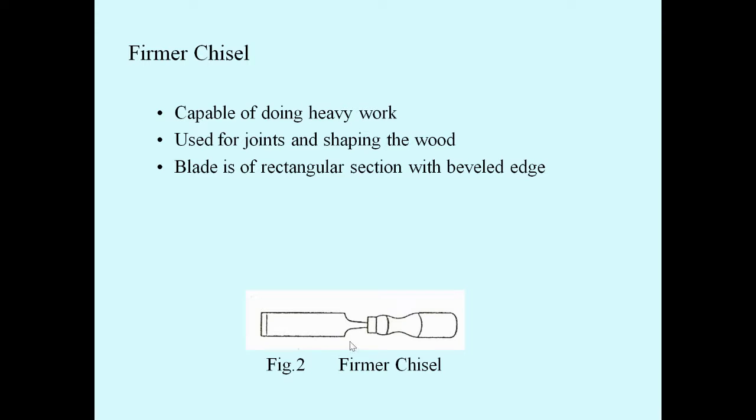This will be the firmer chisel blade. The blade is of rectangular section, as you can see here, with a beveled edge. This will be the beveled edge. The cutting edge is beveled in shape, and the length of the blade is about 125 mm and the width is about 3 to 50 mm.